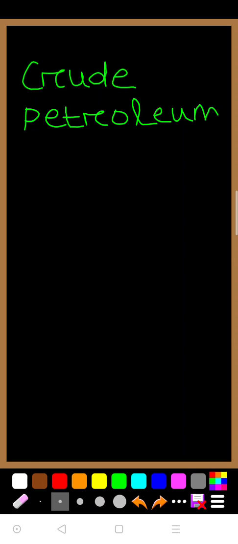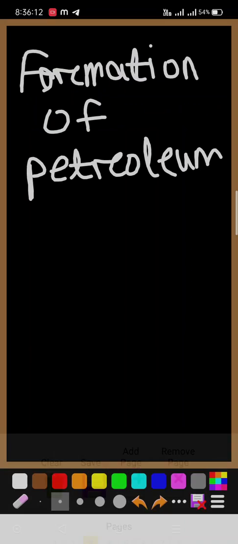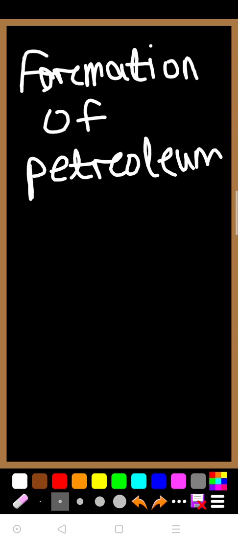Now, where does petroleum occur? Petroleum occurs deep under the earth between layers of impervious rocks. Since it is lighter than water, it occurs above the water layer. Natural gas occurs above the petroleum oil under the rocks. But we will learn about natural gas in the next class. Today we are concentrating on petroleum.